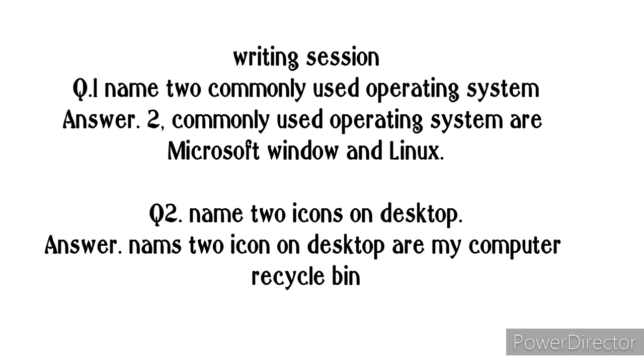Name two commonly used operating systems. Answer: commonly used operating systems are Microsoft Windows and Linux. Name two icons on the desktop. Two icons on the desktop are My Computer and Recycle Bin.